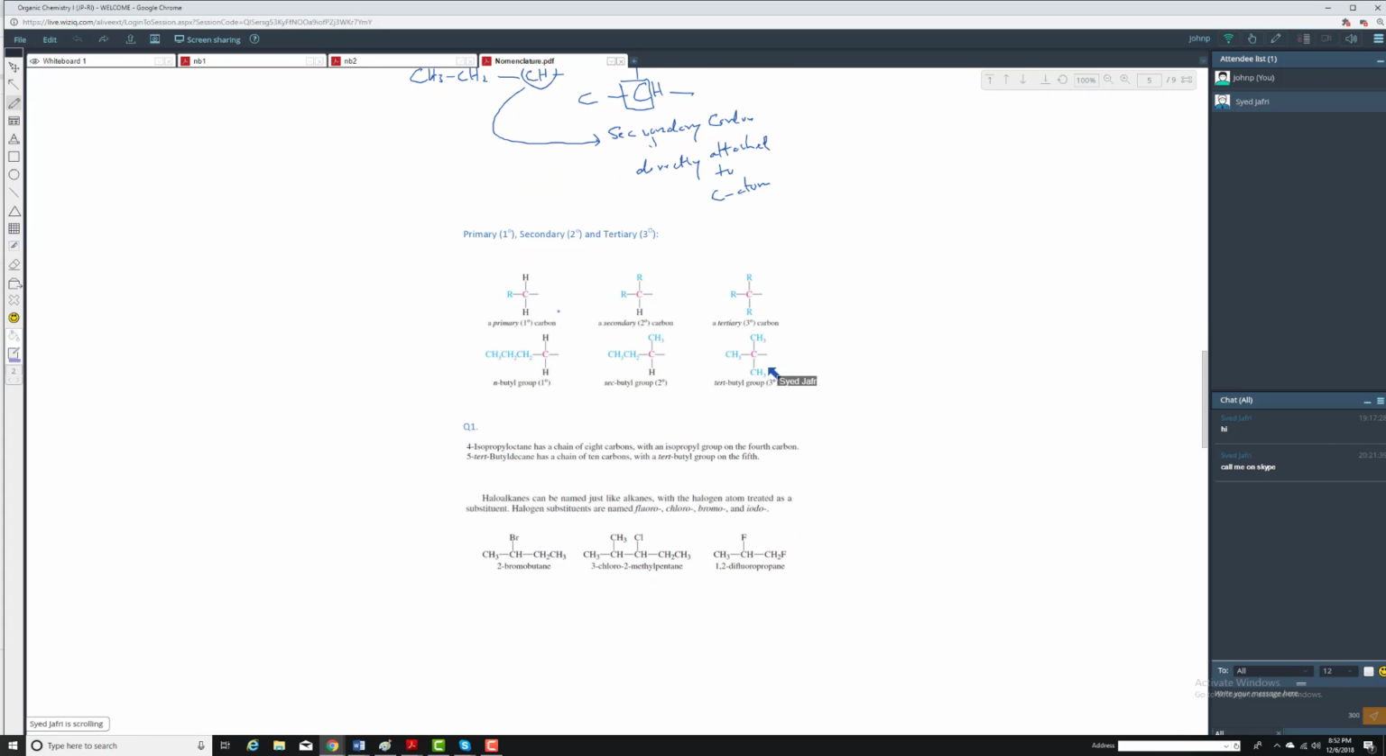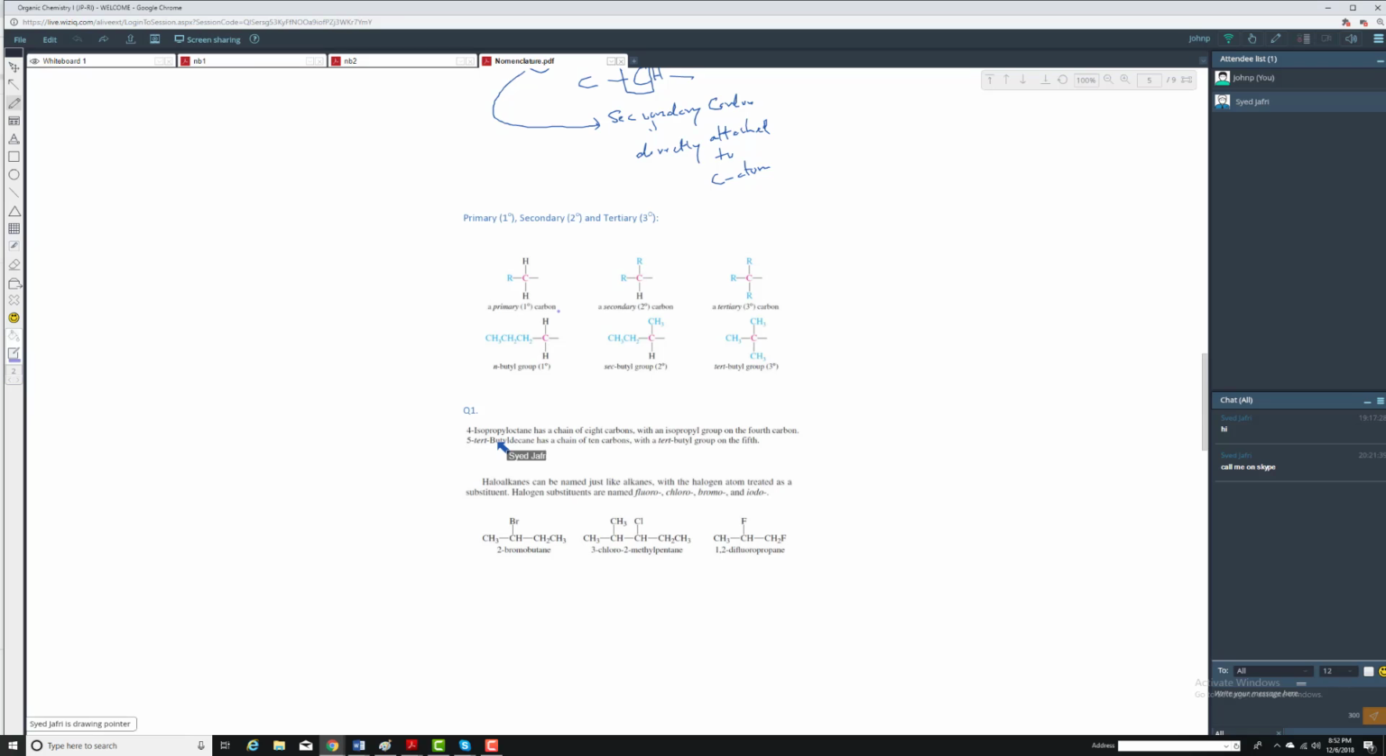Now look at this question. First, one hydrogen. Secondary. Read this, this is the question. Sorry, this is not isosecondary. This is primary. Yes, clear?